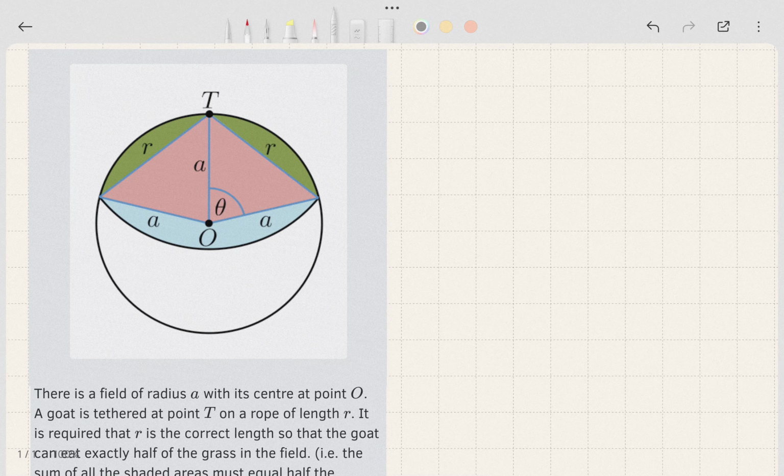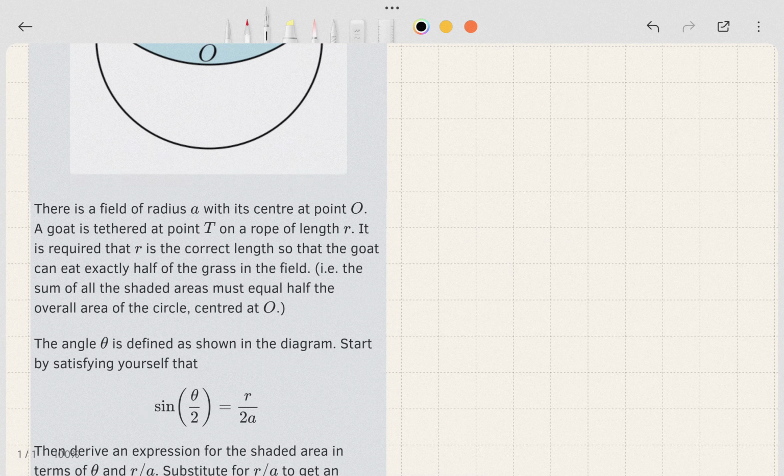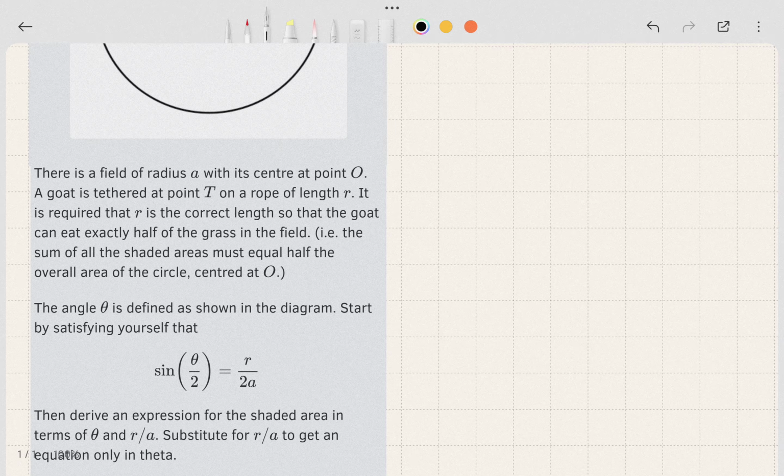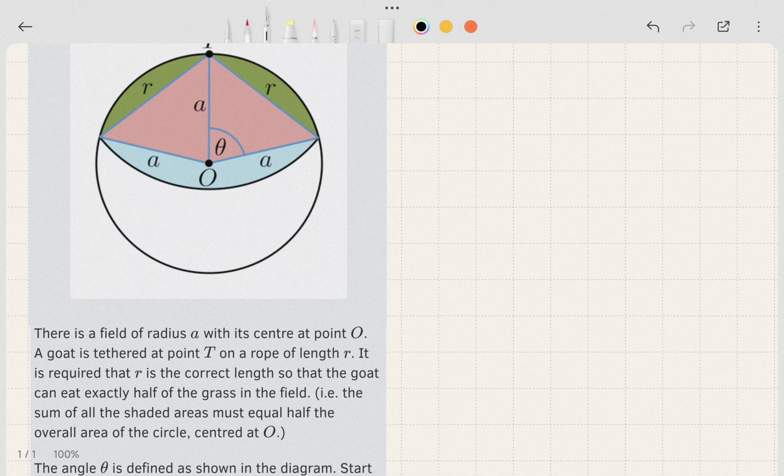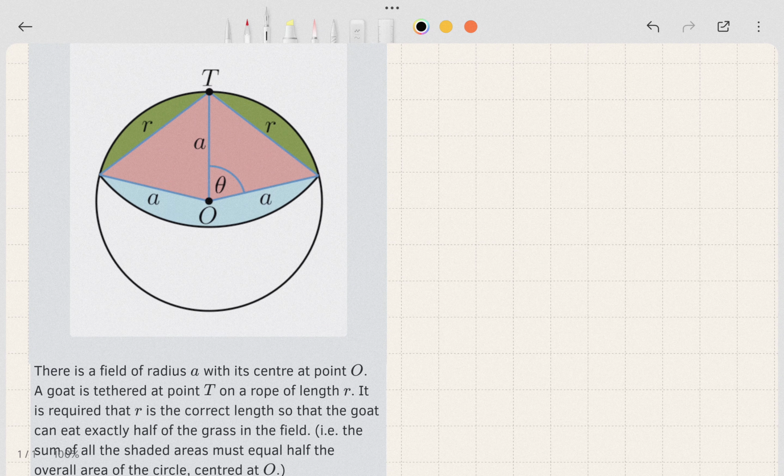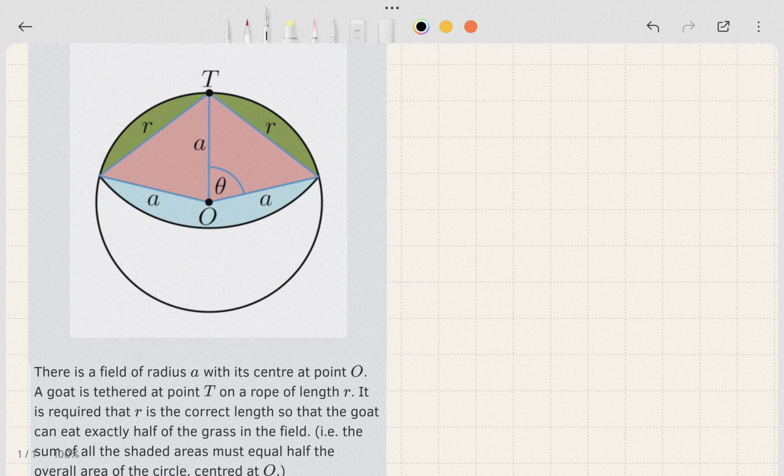So let's get started. Let's read this question. There's a field of radius A with its center at point O. A goat is tethered at point T on a rope of length R.